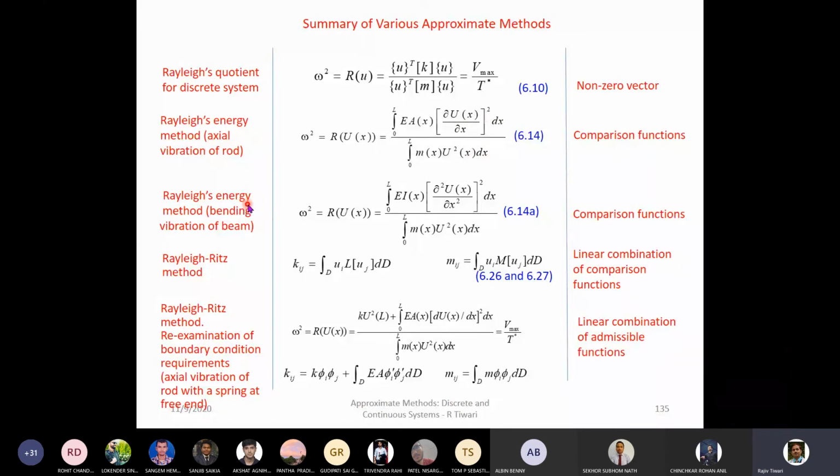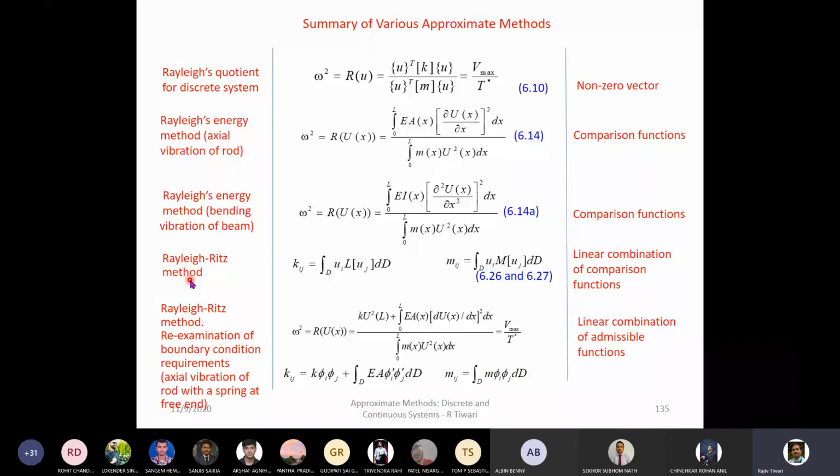Then Rayleigh energy method, the same method, but with the bending case, because in the bending case the order of differentiation is different. So I just wanted to summarize. Here A is there, area is there, here I is there for the bending case, and here differentiation is twice, but here still we use the comparison function for the Rayleigh's energy method. Then the Rayleigh-Ritz method. In the previous two methods, we get the first natural frequency.